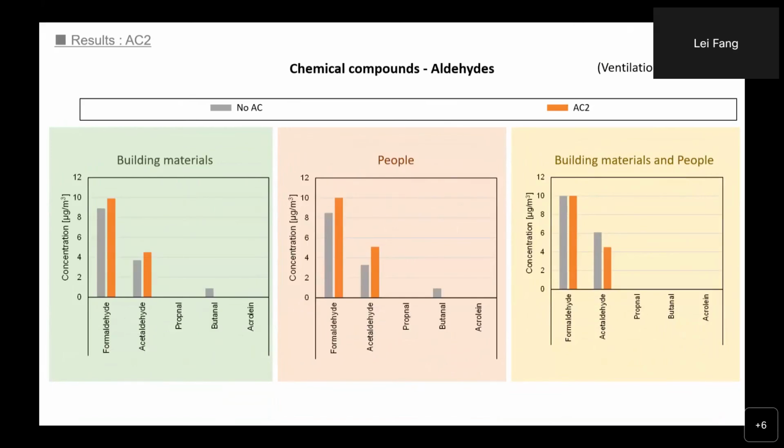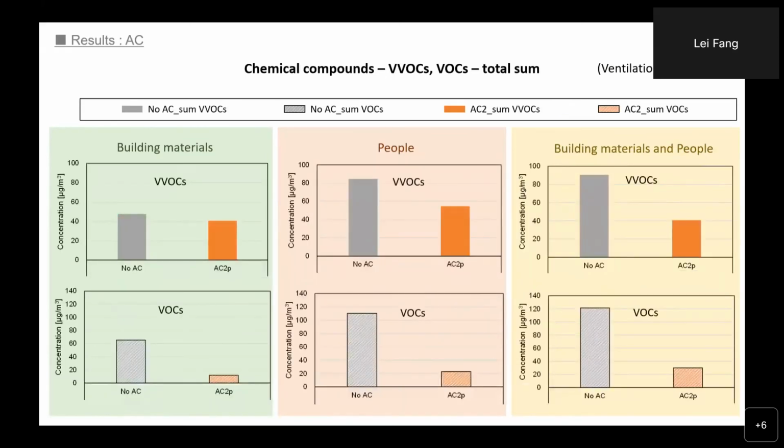The same, we compare the chemical measurement. This is also the results from the aldehyde measurement, and we found that this air cleaner did not remove much aldehyde. So aldehyde concentration with and without using the air cleaner is more or less the same. However, we found that both VOC and VVOC decreased when operating the charcoal filter air cleaner, in all these three rooms with different pollution sources: building materials, human bioeffluents, and building materials plus human bioeffluents.